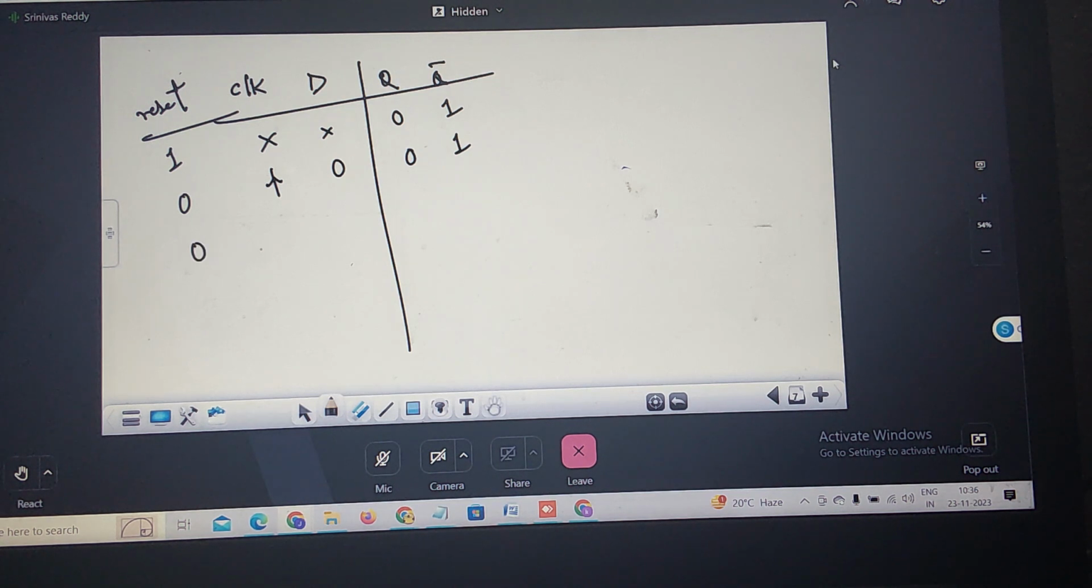If reset is equal to 0, whenever the rising edge comes, it is a positive edge triggering D flip-flop. If the D input is 1, the output is 1 and 0. For this, can you write the behavioral model? Can you represent this characteristic table behavior in conditional statements?